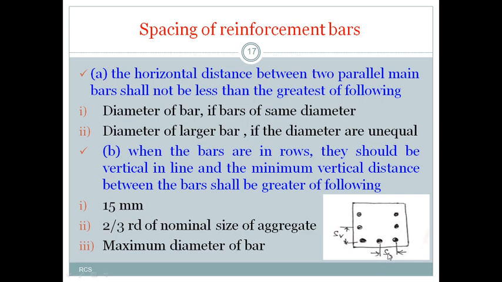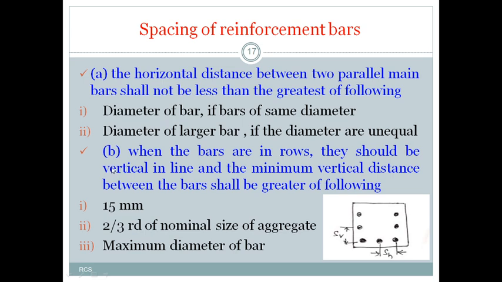The horizontal distance between these two parallel bars must be the greater of the following. When two bars of the same diameter are used, one condition applies. Among these three bars, whichever bar has the maximum diameter, the spacing should be provided according to that maximum diameter of bar. So that is the first criterion.